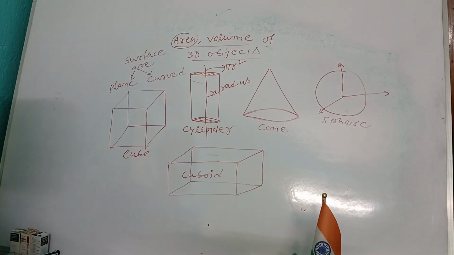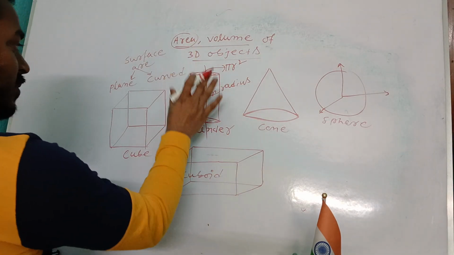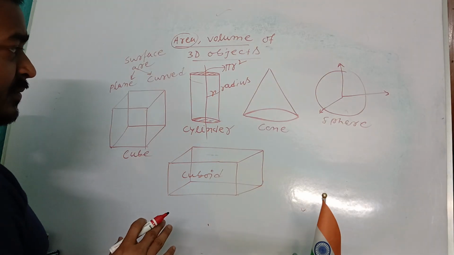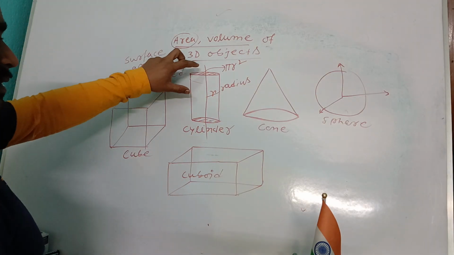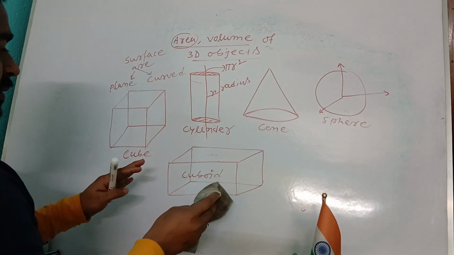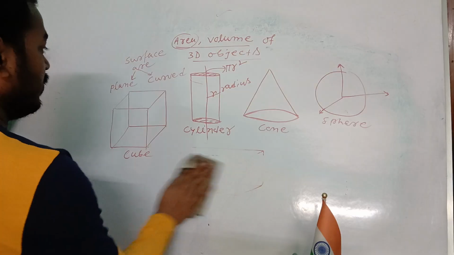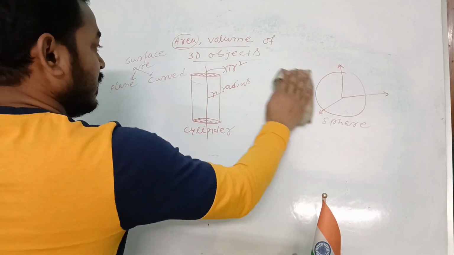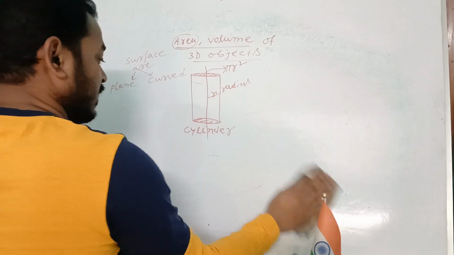Radius. So r be the radius of this cylinder or this cylindrical object. Done. So let me write one by one at first. We are starting with the cylinder, at first the right circular cylinder.